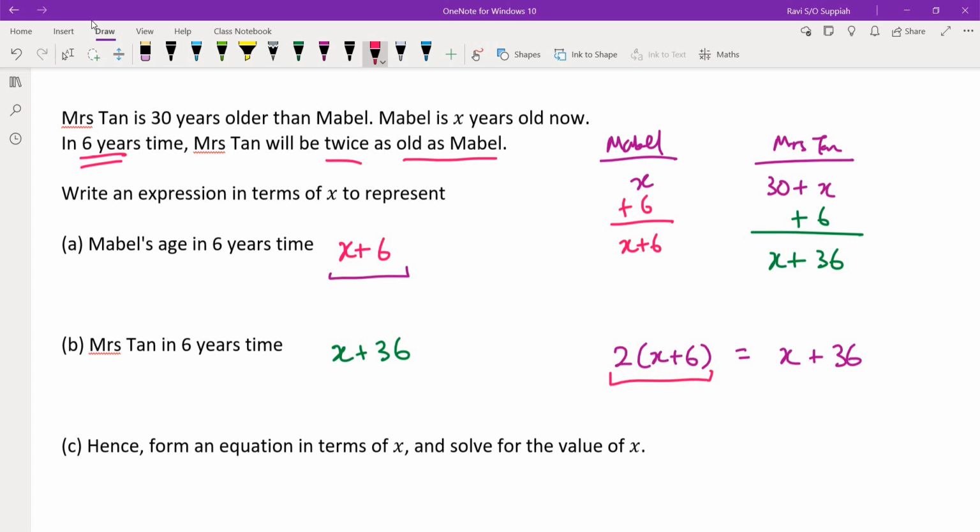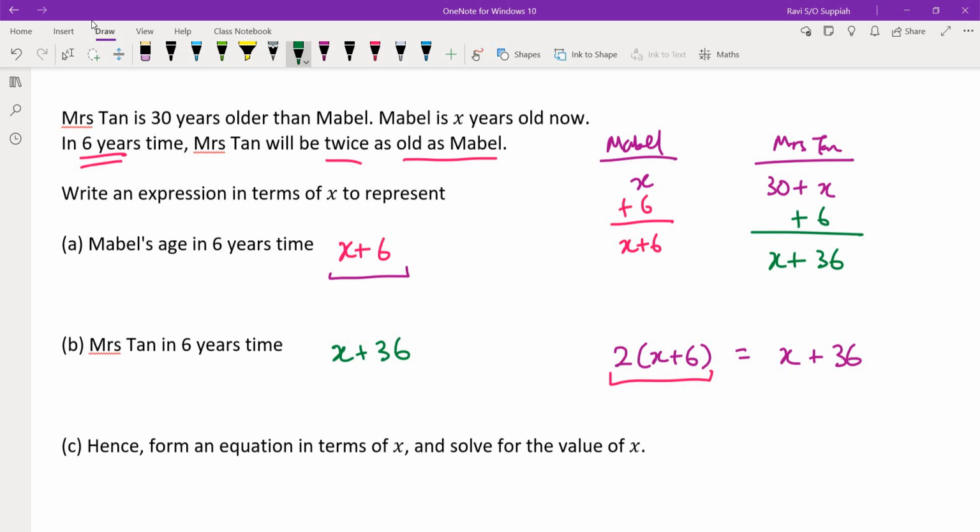Okay, so let me repeat again. In 6 years' time, Mabel is X plus 6, Mrs. Tan is X plus 36. And we are told that in 6 years' time, Mrs. Tan will be twice as old as Mabel. So 2 times the age of Mabel, which is 2 multiplied by X plus 6, is equivalent to Mrs. Tan's age at that time. So that's how you come up with this expression. And the rest is what we have done before.